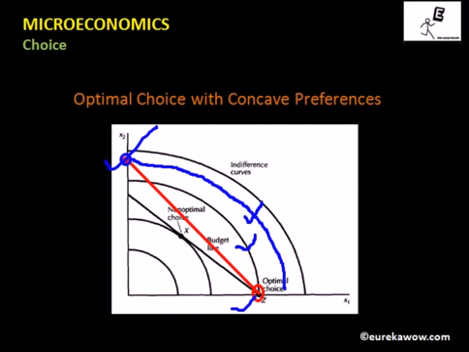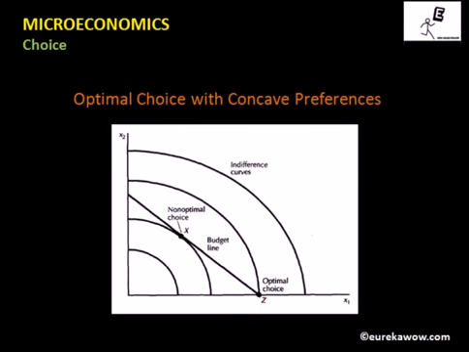on good two. Therefore, whether the consumer will be spending the entire income on good one or on good two will depend upon the slope of the budget line, as you have seen in the diagram.